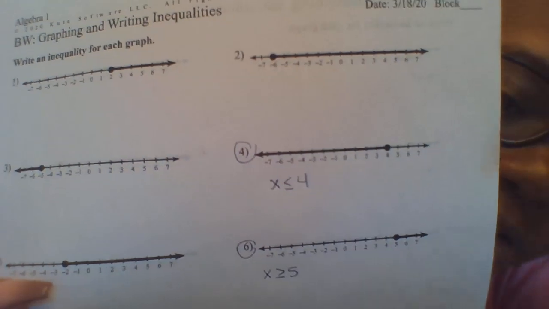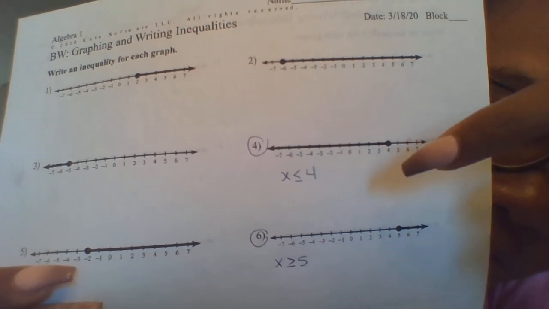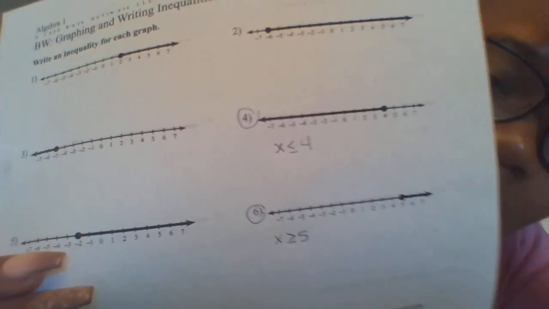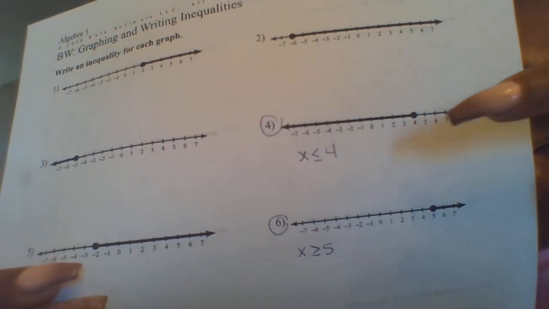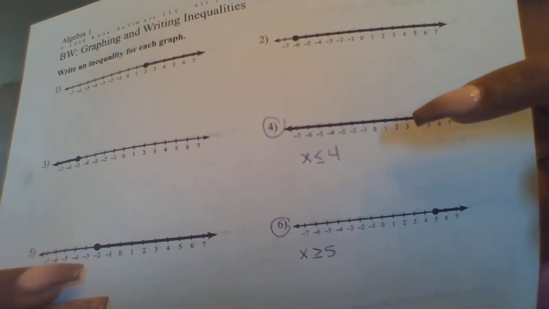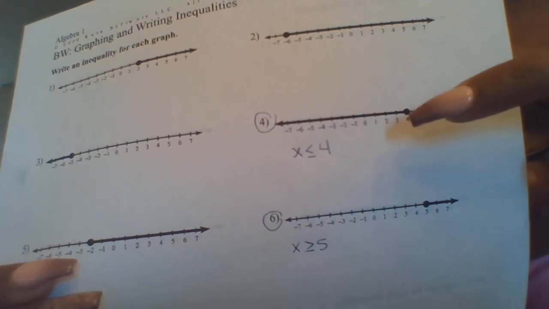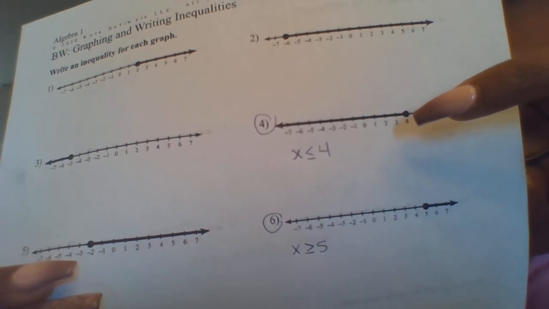So if we look at our graph first, we see we have a closed circle at 4, so that means we're going to include this value 4, and that's why we have the line underneath our inequality. The line denotes it can be equal to that value. Again, that's because of the closed circle. And we can see that the arrow is going to the left on the number line, so we are going toward numbers that are less than 4.